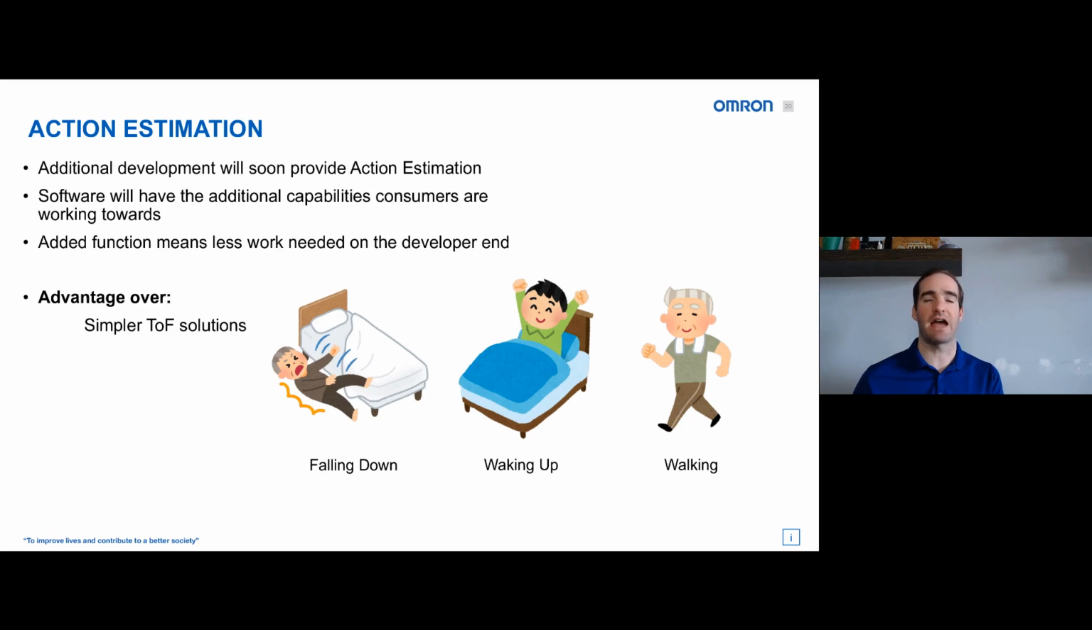And lastly is our action estimation. We have an additional development that will provide basic action estimation that we have been looking at and tracking as well, before we get into fall detection. So the software will have additional capabilities that people are working towards. The added function means less work needed on the developer end. So with this software, we've been giving people the tools to create a fall detection solution for their healthcare applications.